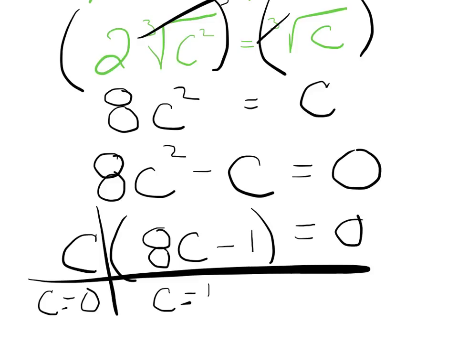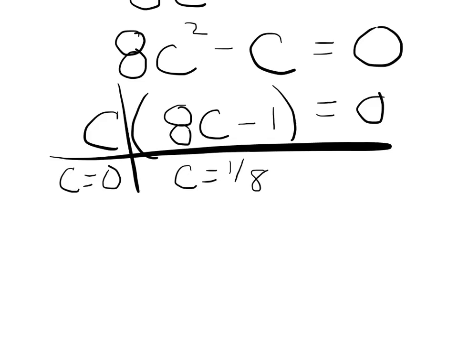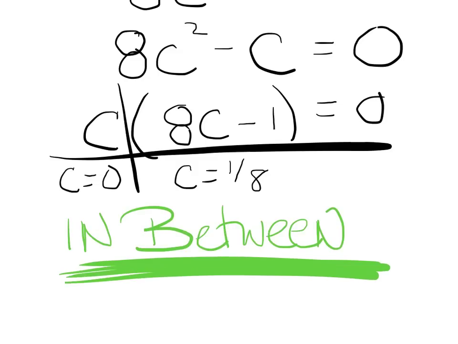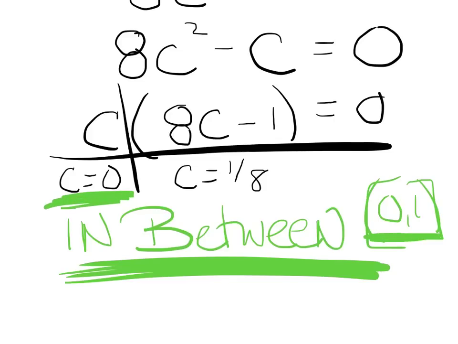Now, you're not done there, and this is where they love to get you on the multiple choice. Remember, if you look back on that first page, our answer has to fall in between. Star that, underline it. You have to fall in between those bounds that we had, which were 0 to 1. So let's check our first point. Does 0 fall in between 0 and 1? Certainly not, it is one of those bounds. Does 1/8 fall in between 0 and 1? Yes, it does. So the only answer I have is that c equals 1/8.